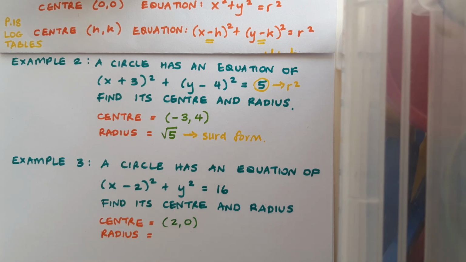As before, to get the radius, I just square root the r squared value. In this case, 16 is in the position of the r squared. So I square root 16, and this time I have a radius of 4.